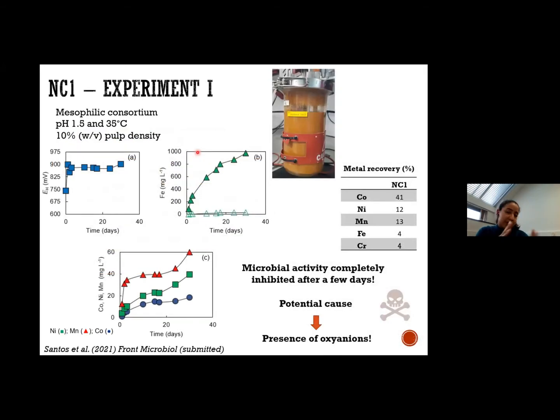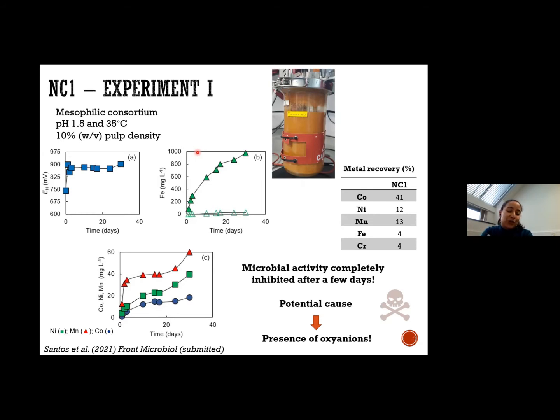So we've carried out lots of different experiments, and now is when I start telling you a story on how we started, how we identified this chromium issue. The first experiment we did with the New Caledonia samples, we used the mesophilic consortium, pH 1.5, 35 degrees, and 10% pulp density.